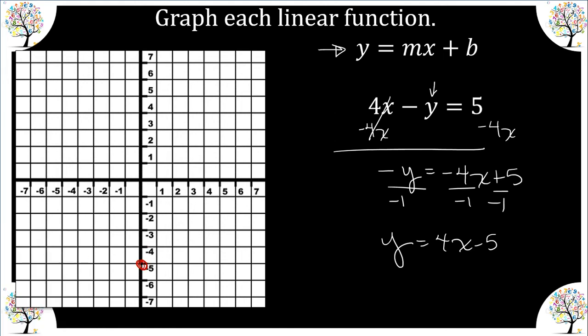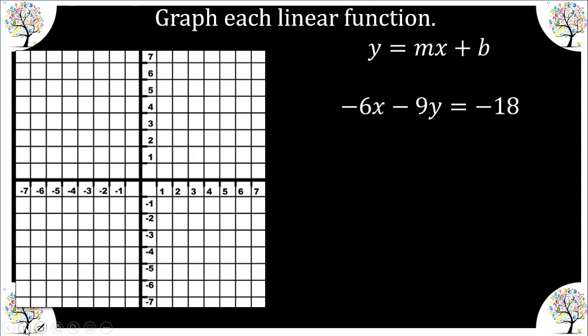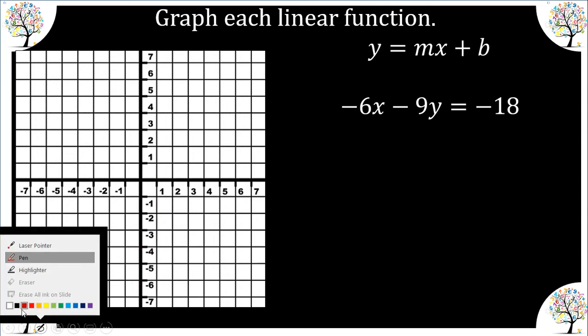And our slope is up 1, 2, 3, 4 to the right 1. Up 1, 2, 3, 4 to the right 1, and so on. That is not perfect, but you get the idea. Okay, let's solve one more time.